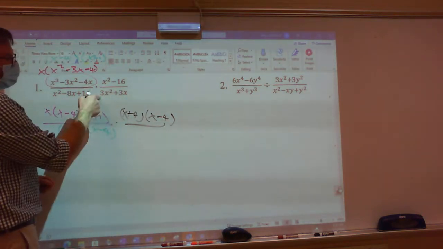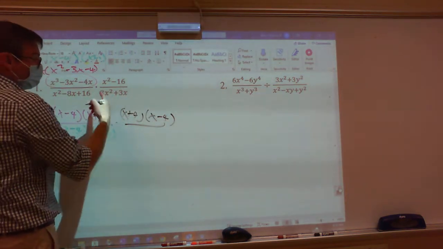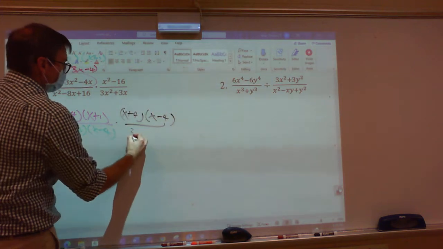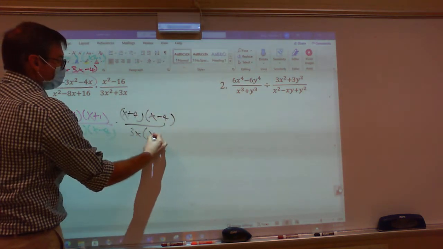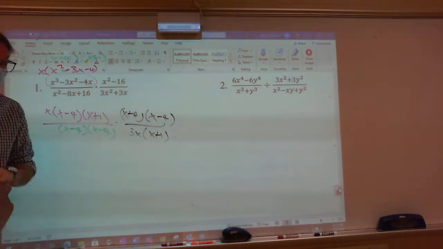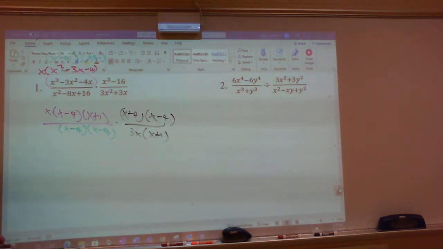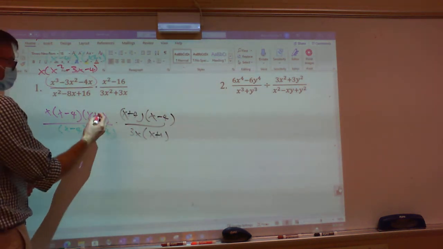What can I do there? Well, the only thing I can do here is factor out. I can actually factor out a 3x. When I factor out a 3x, I'm going to be left with x plus 1. So, step 1, factor. Now, once you get to this stage, it's not so bad, because now we can just start canceling things out.